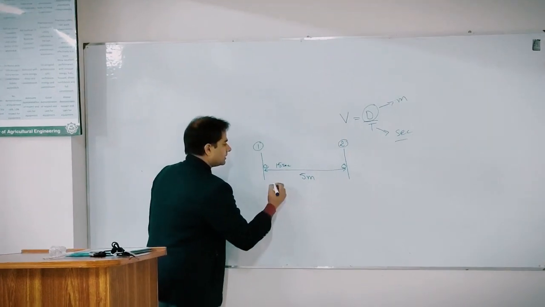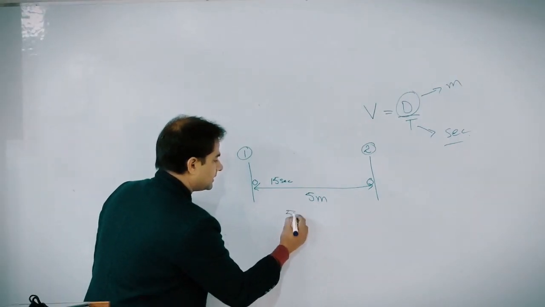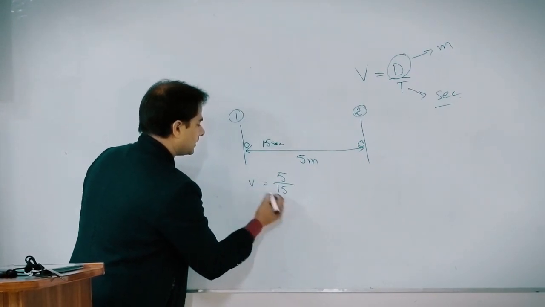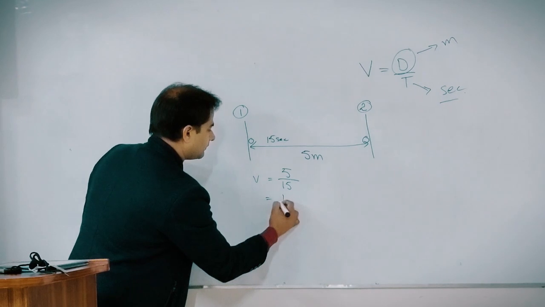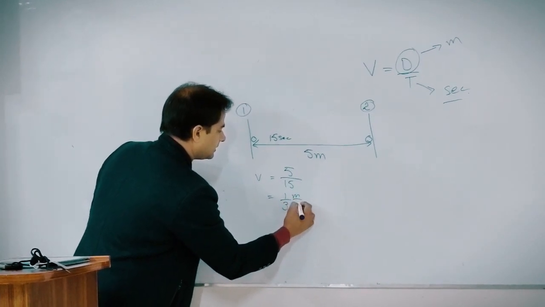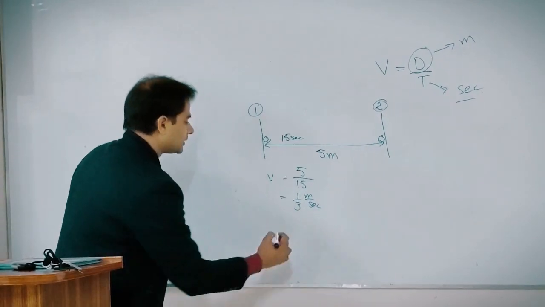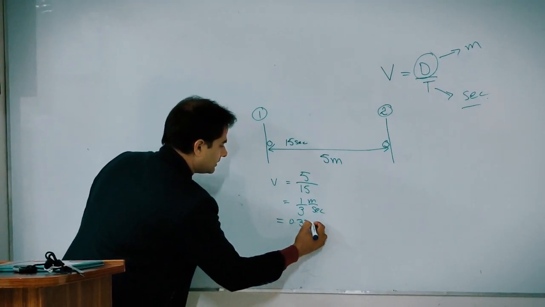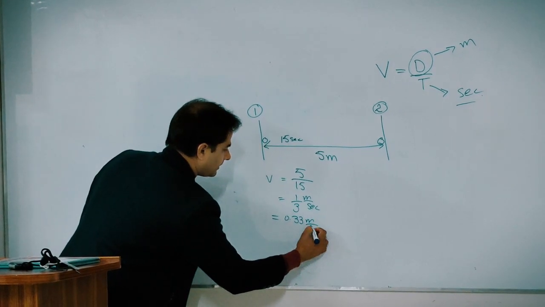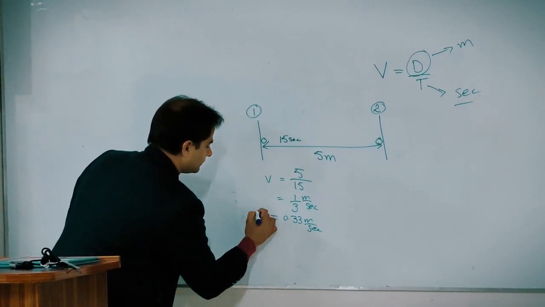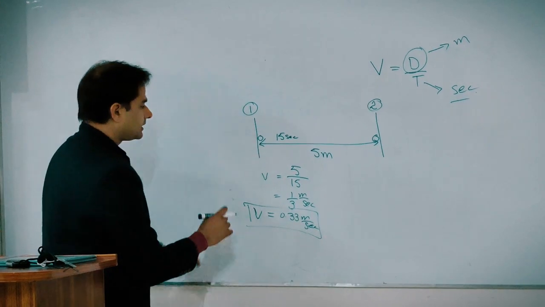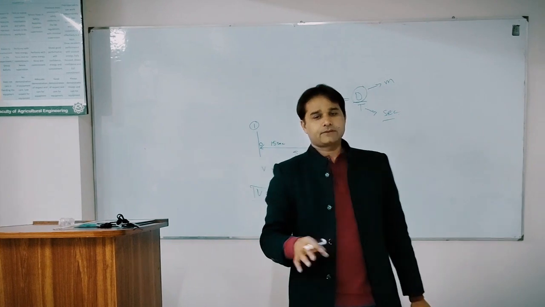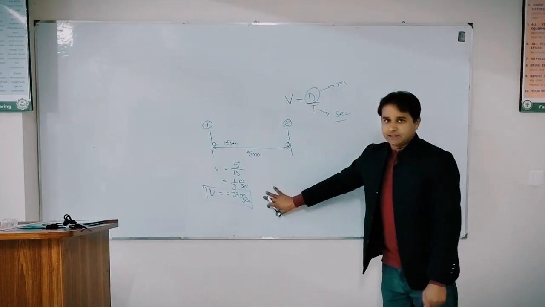Distance is 5 meters and time is 15 seconds. So our velocity will be around 1/3 meter per second, or we can say 0.33 meter per second. So we can calculate the velocity of the water flow using the same technique.